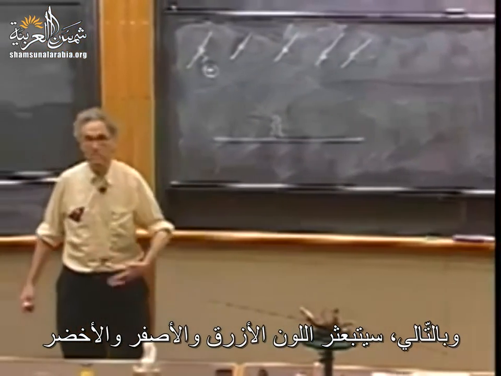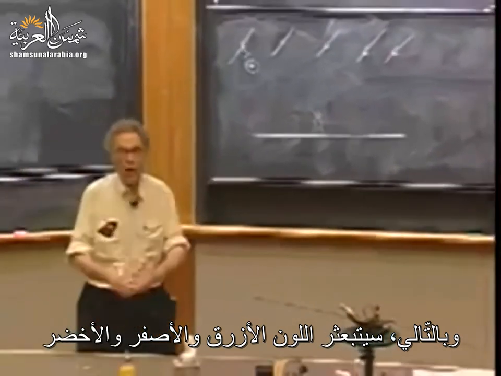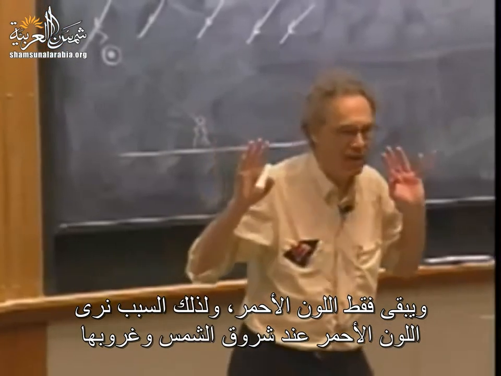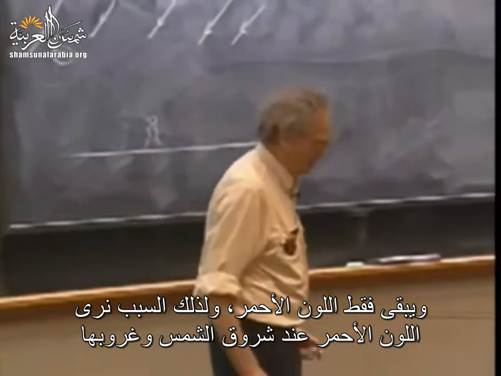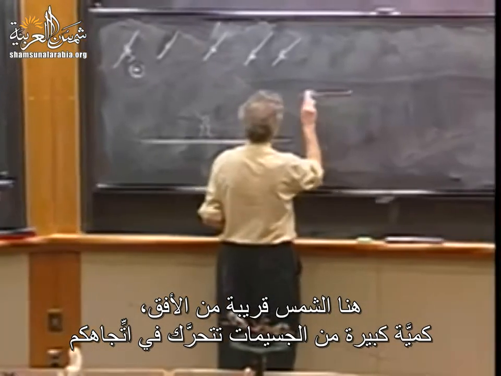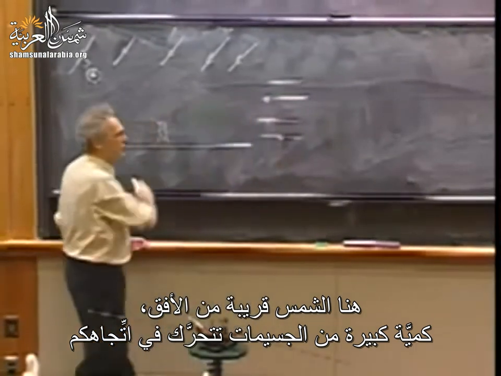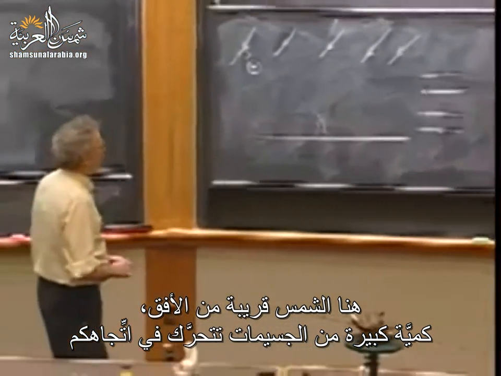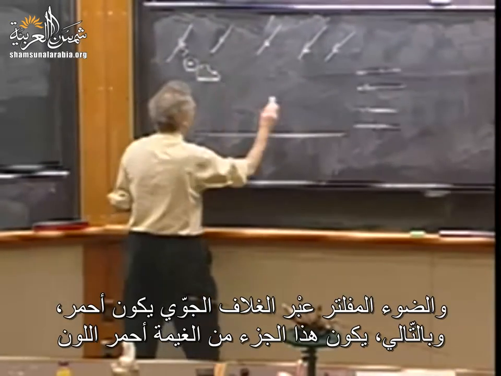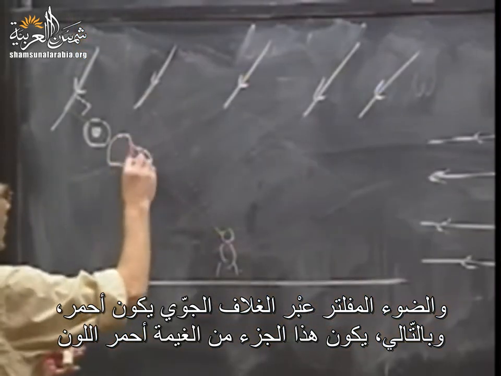And so the more the blue will be scattered out, the green will be scattered out, the yellow will be scattered out, and the only color that hangs in there that survives is the red. That's the reason why sunsets and sunrises are red. So here now is the sun near the horizon, a huge amount of dust on the way to you, and there is a nice cloud here in the sky. And the light that finally gets filtered through the atmosphere is red, and so this side of the cloud is red.